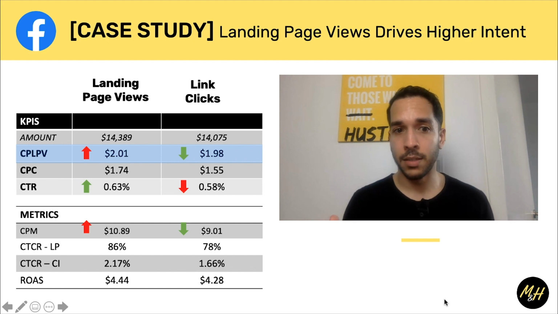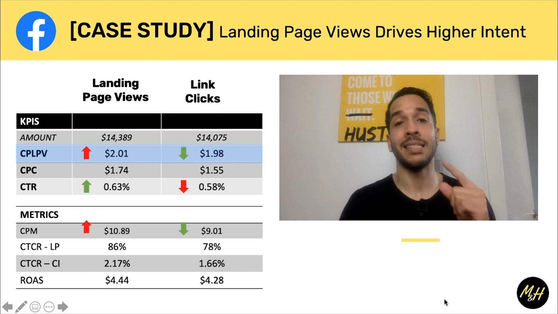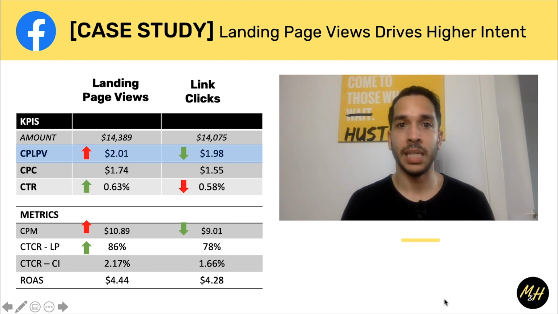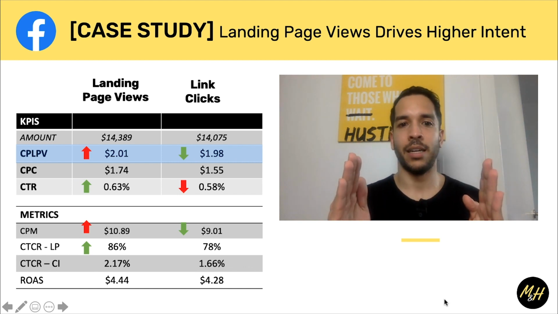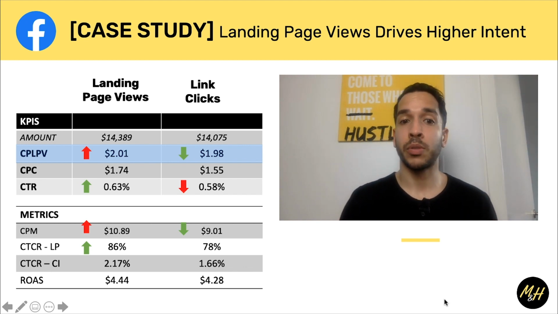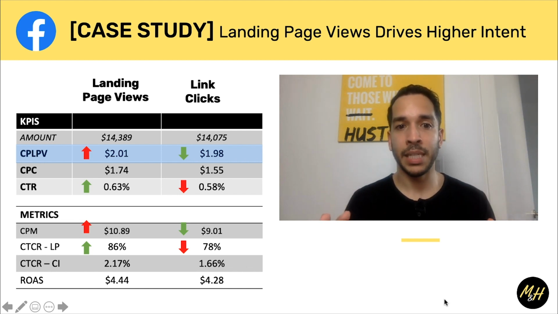The reason I believe that is because I think those users are more qualified. If you're optimizing to someone that just clicks on a link versus someone who clicks and lands, there's greater intent there. And this is how you can tell. So I actually did an analysis and I broke down what I call the click to conversion rate of people who landed on the page, meaning they clicked on the link and they landed on the page. And that percentage for the landing page view campaign was 86% versus 78%. So that definitely told me if you optimize your ad delivery for landing page views, you're actually going to get people more likely to land.